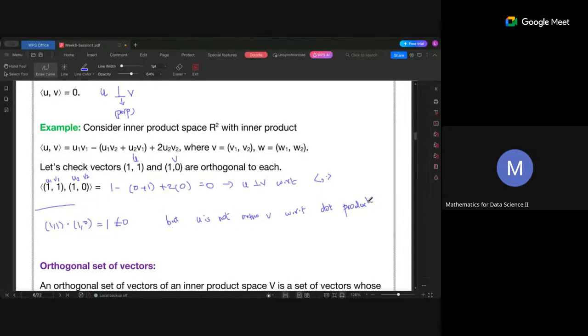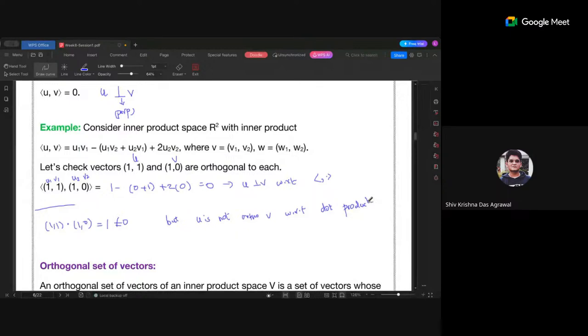Is that condition always true, that they can be orthogonal under some inner product? No, not necessarily. But they are actually not perpendicular in the usual sense. No, they are not actually perpendicular.